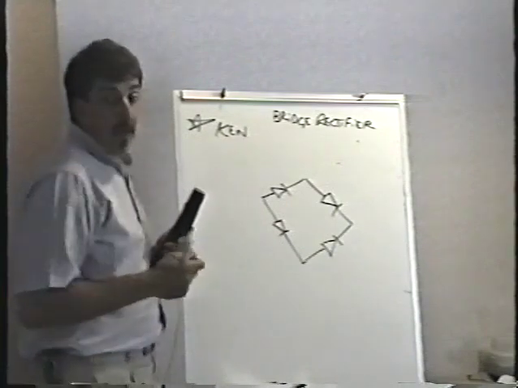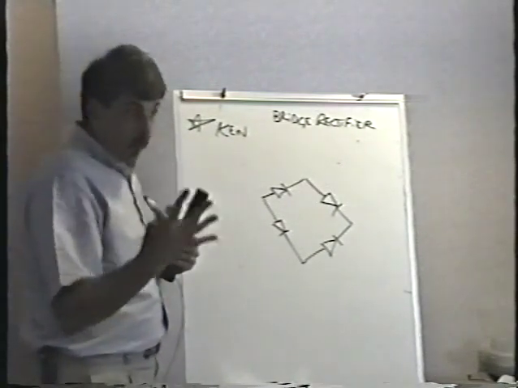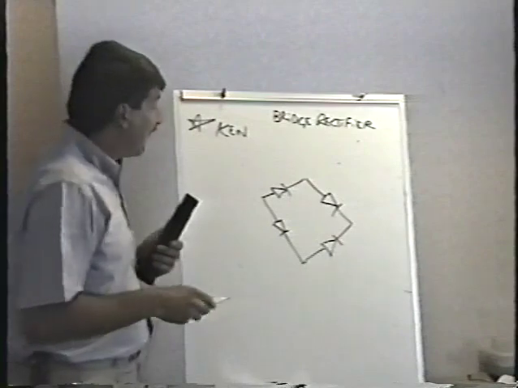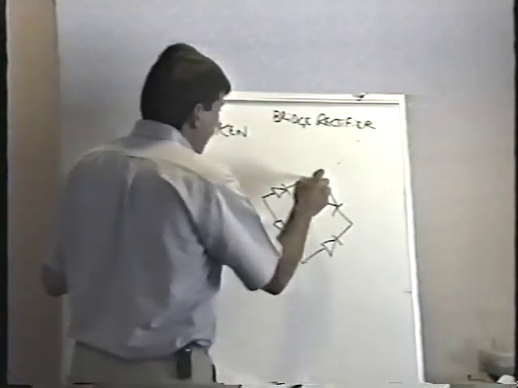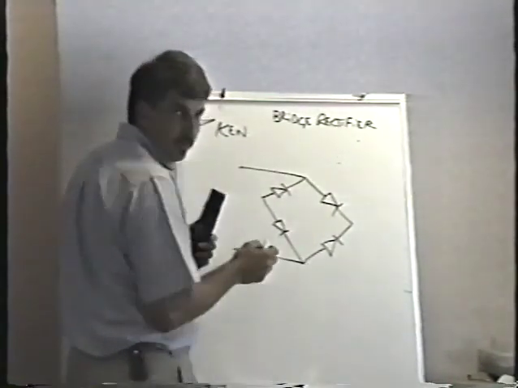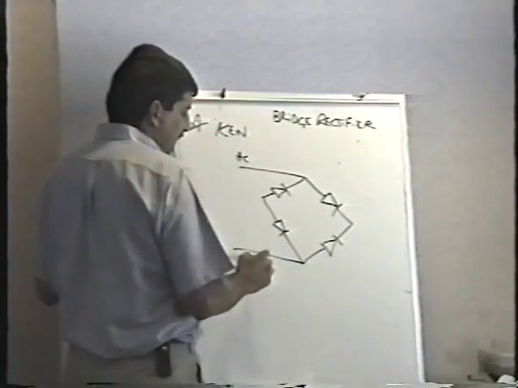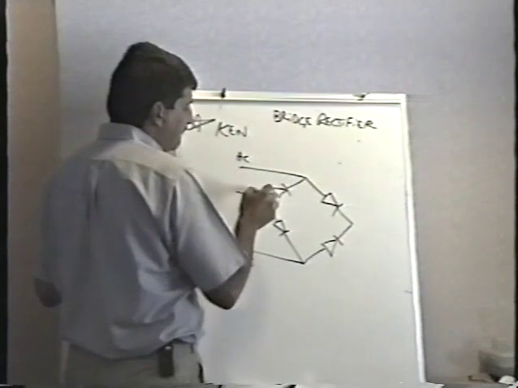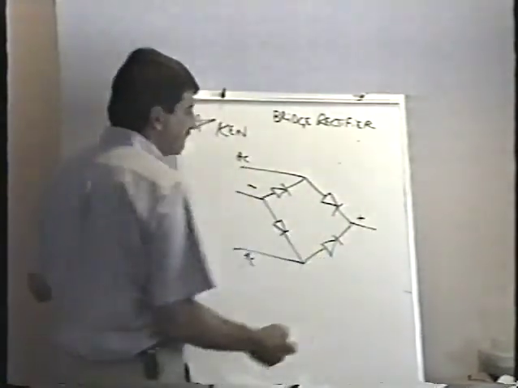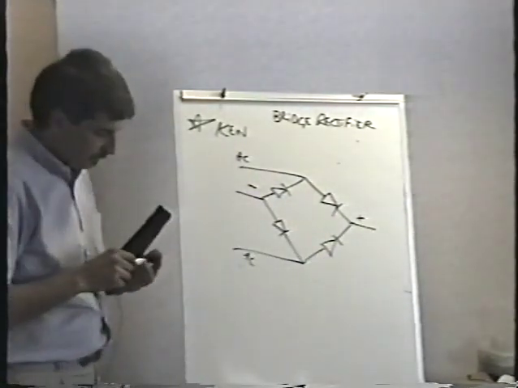A bridge rectifier may be made of 4 individual diodes, or it can be 4 in a one-piece package. The cool thing about a bridge rectifier, and we use these in power supplies exclusively, really, is that you put alternating current into these 2 leads, and you get DC, negative and positive, out the other 2 leads.